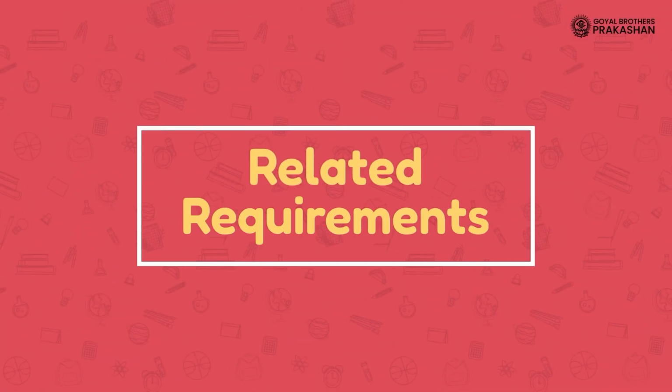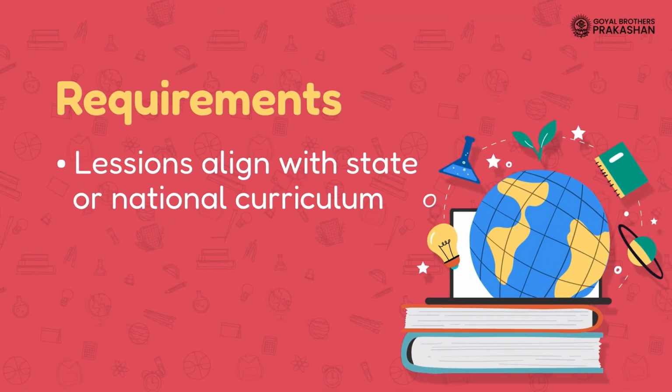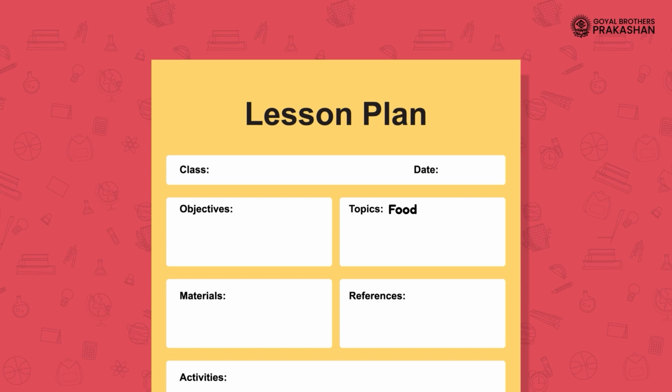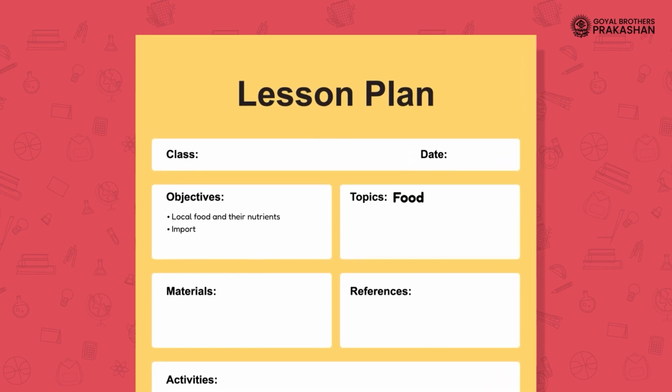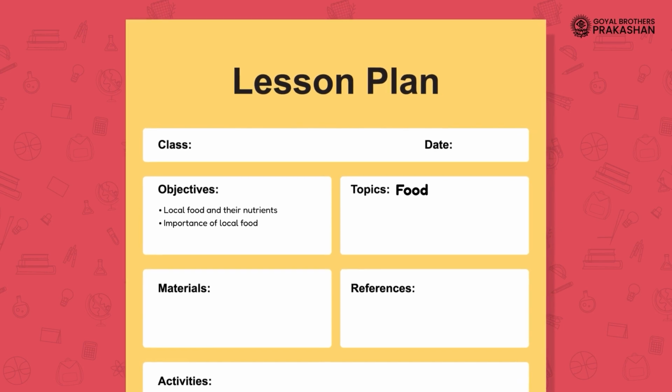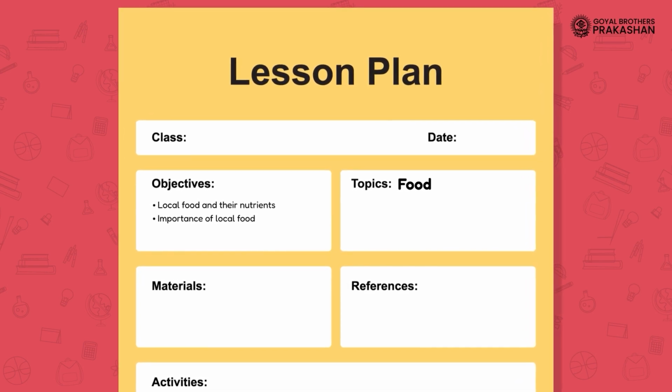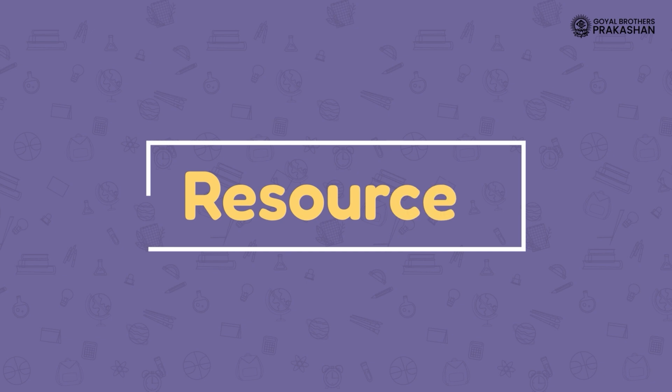Related requirements. Most of the schools require that what you teach must align with state or national curriculum. For example, if your state curriculum requires that lessons on food should also include local foods, you must align these requirements with your objectives.